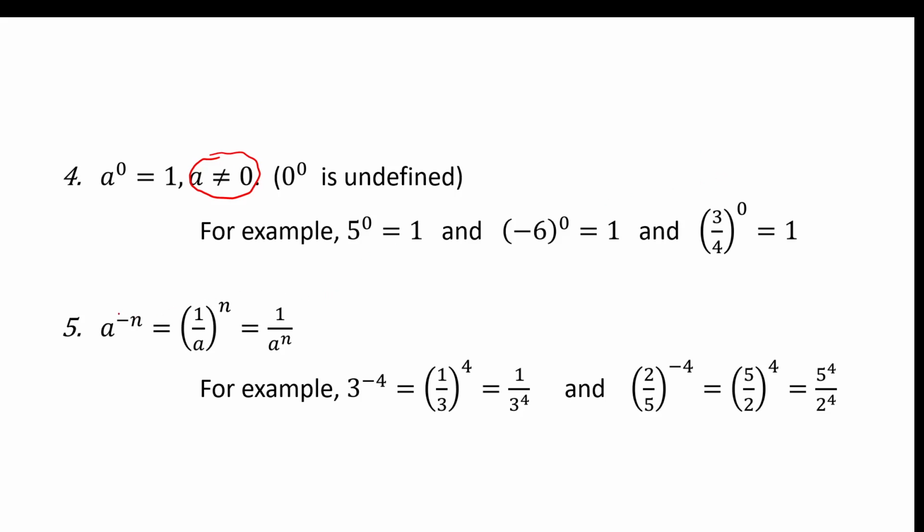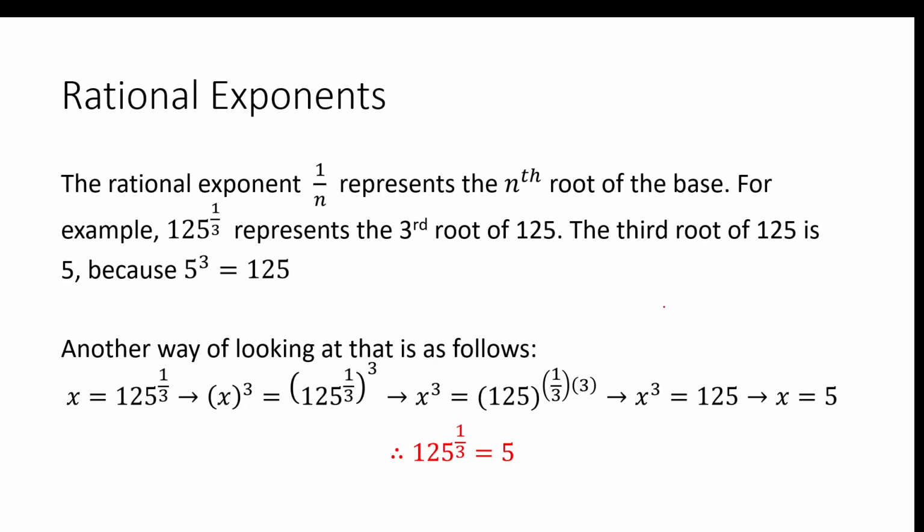And finally, if we have a to the exponent negative n, what we can do is determine the reciprocal of a, which would be 1 over a, and raise it to the exponent n, or we could say it's 1 over a to the exponent n. So for example, 3 to the exponent negative 4 would be 1 over 3 quantity to the exponent 4, which is 1 over 3 to the 4. And 2 over 5 raised to the exponent negative 4 would equal 5 over 2 raised to the exponent positive 4, or 5 to the 4 over 2 to the 4.